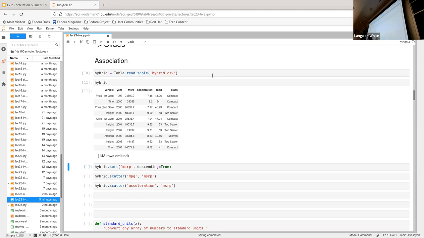But we basically have vehicle type, we have the year it came out, we have the MSRP, which is the manufacturer's suggested retail price. I had my letters out of order in my head for a second. So basically the price of the car before you go and try to negotiate with the dealer. Acceleration: for the sake of this graph, a higher number here is better acceleration. So it starts from zero and gets to 60 faster. And then miles per gallon, okay?